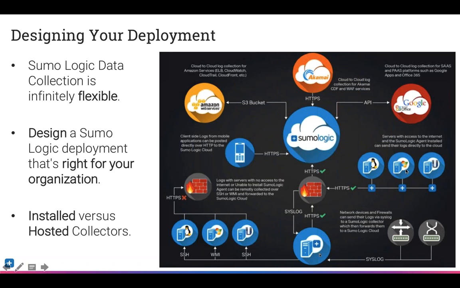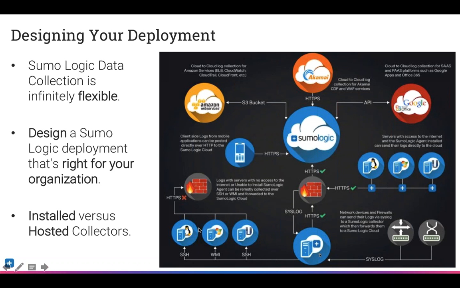At the bottom of this diagram here, we're looking at examples where we use installed collectors. Let's take this example, the first three on the right-hand side. In this case, if these servers have access directly to the internet, we can install log collectors. This little box here with a plus sign represents an installed collector. We can install these collectors on each one of those machines, and they can talk directly to the Sumo Logic Cloud.